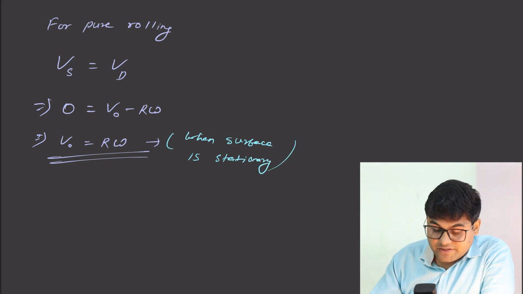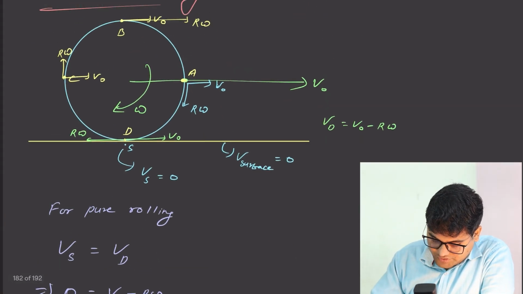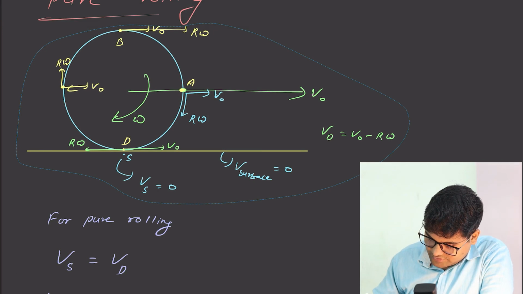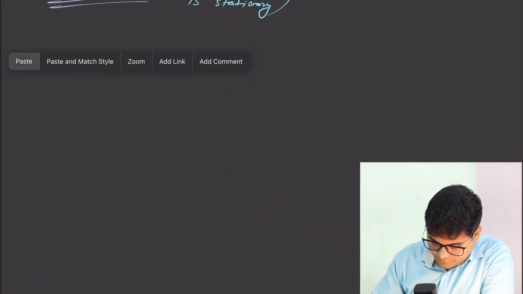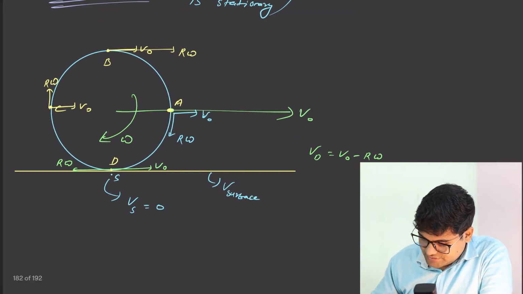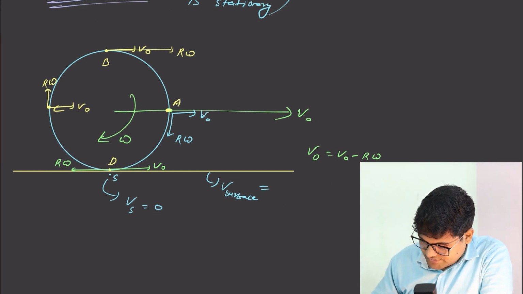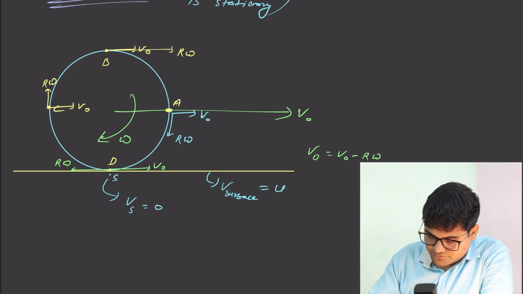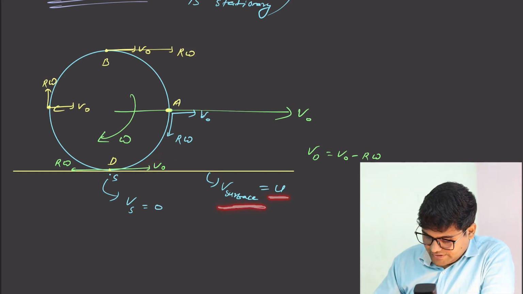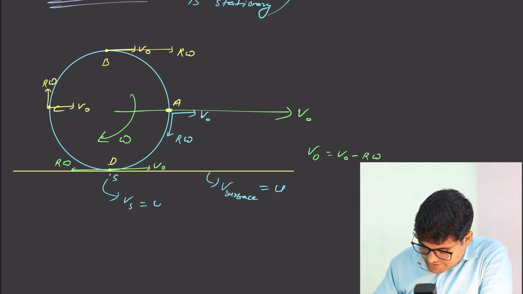Okay, now what will be the case when the surface is also moving? So let's say the surface is also moving in the second case. We are taking the same case, same thing, but now the surface is moving. So now the velocity of the surface is non-zero, let's call it U, because V naught we have already taken. So let's say the surface is moving with velocity U in this direction. So now the velocity of point S is not 0, it is U.